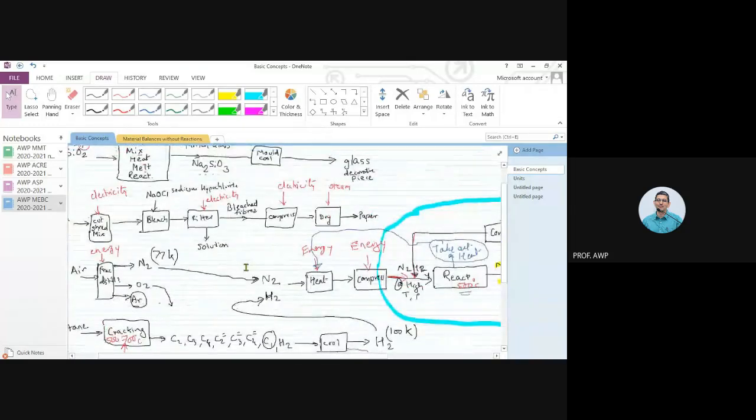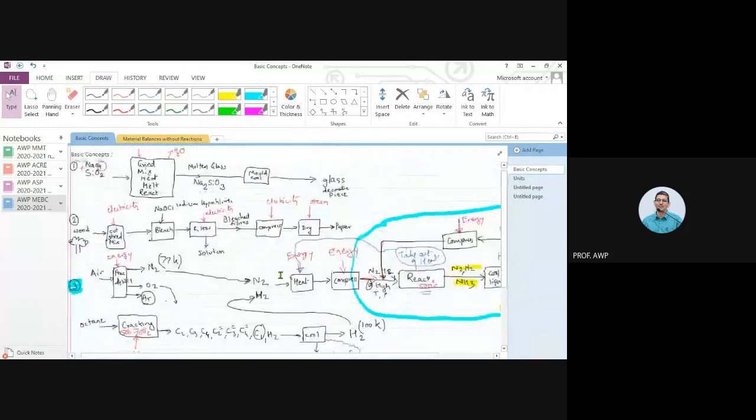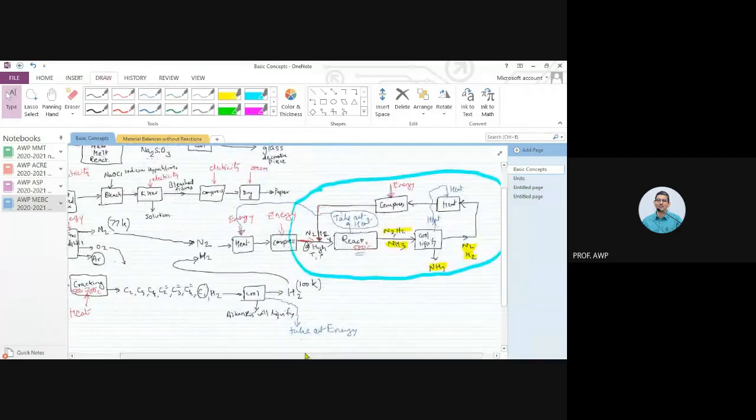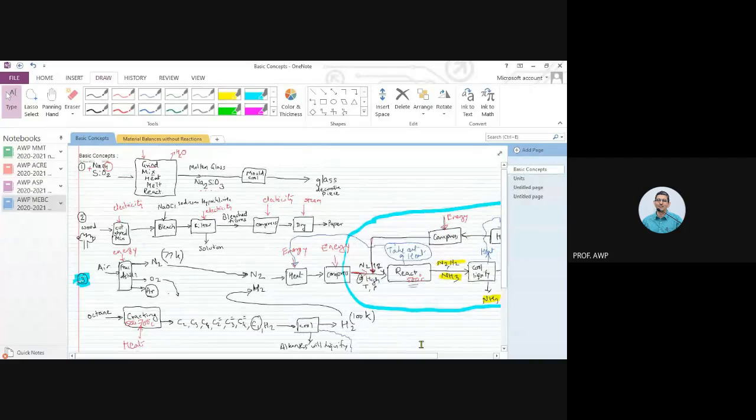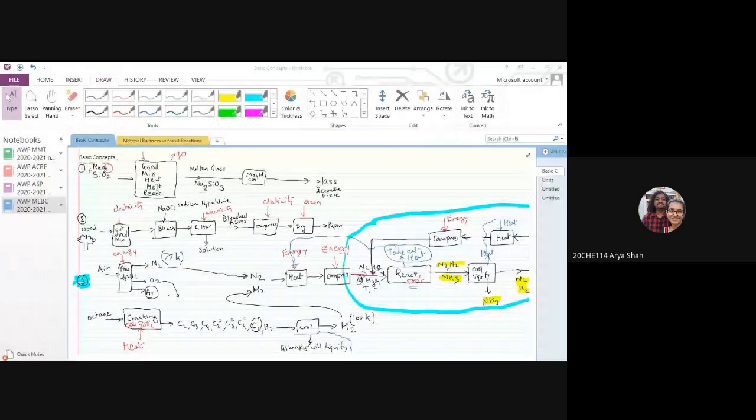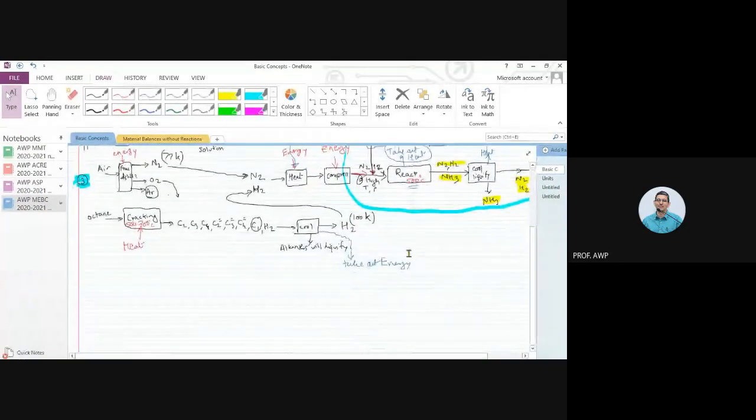Can we make some generalizations? Can we draw some conclusions from all of these, or can we look at some common features that are there in all these three processes? So we take raw materials, supply energy, and get products, and sometimes byproducts also. Very nice.